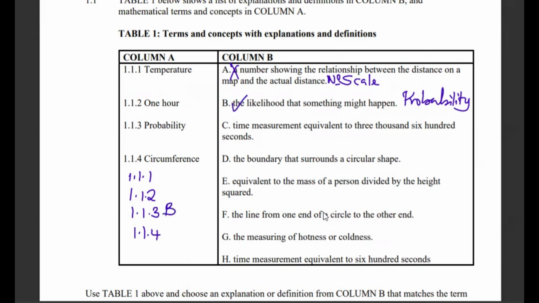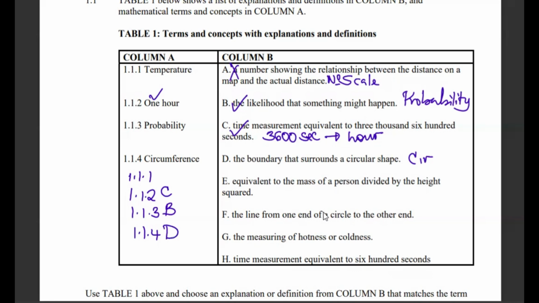Okay, this is taken. C, the time measurement equivalent to the 3,660 seconds. This is approximately 1 hour. We have anything to do with 1 hour? Yes, 1.1.2. So 1.1.2 becomes C. So this one is taken. D, the boundary that surrounds a circular shape. We call this circumference. We have anything to do with, okay, yes, 1.1.4, we have circumference, so this is D.